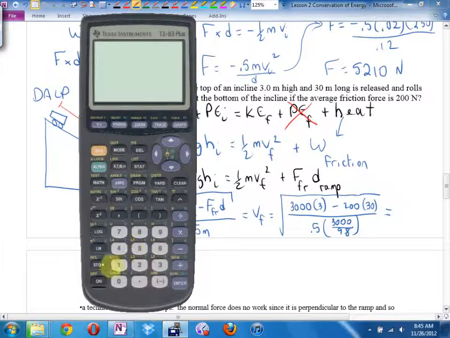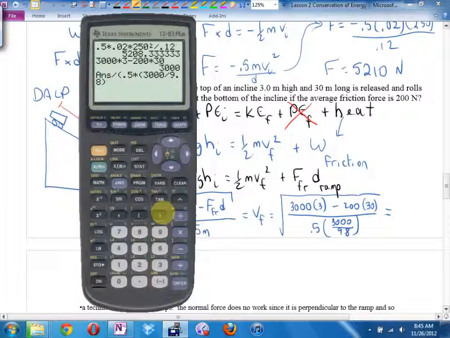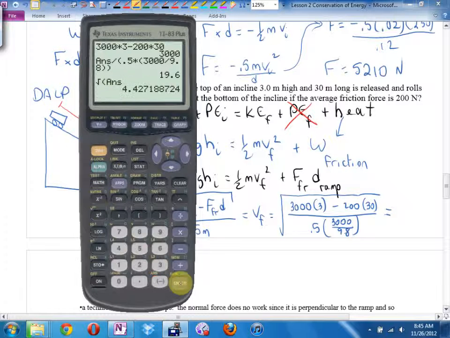I'll do the square root at the very end. It's going to be 3,000 times 3 minus 200 times 30. That's the top part. Conveniently 3,000, divided by bracket 0.5 times 3,000 over 9.8, close the bracket. Square root. I get 4.43 meters per second.